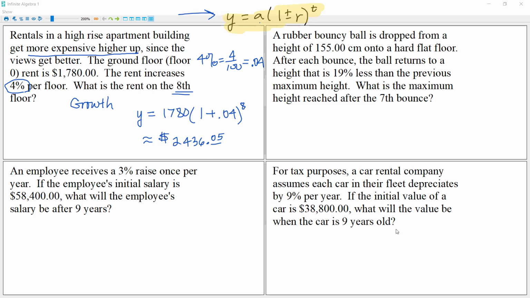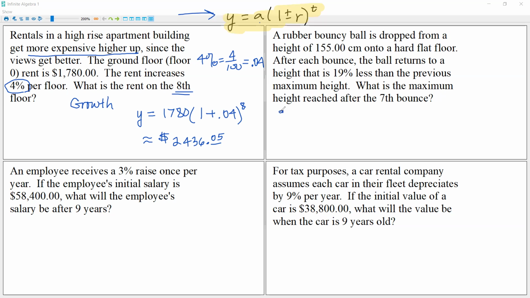All right. Let's look at the second one and decide growth or decay. A rubber bouncy ball is dropped from a height of 155 centimeters onto a hard flat floor. After each bounce, the ball returns to a height that's 19% less than the previous maximum height.